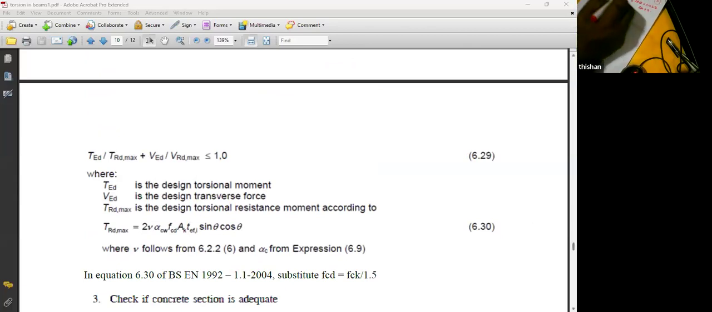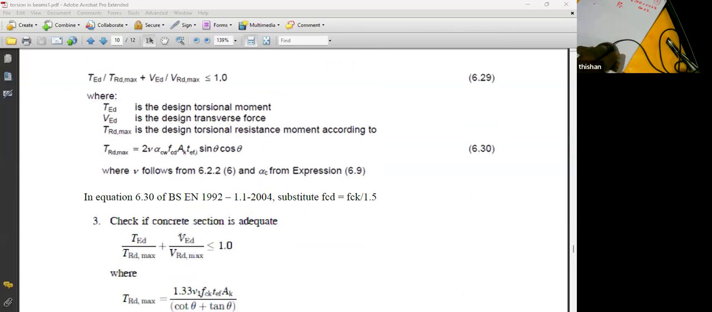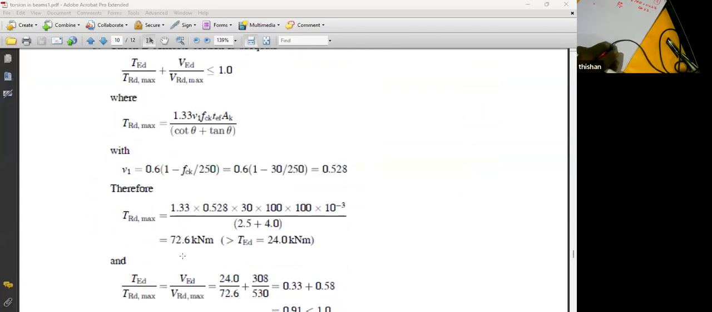Right? So multiply that by 30 divided by 1.5. Can you remember? I have missed FCD. Yes. 30 divided by 1.5. Then it means 73.4, yeah, 73.35. So you can see the answer that is given in the example is 72.6.